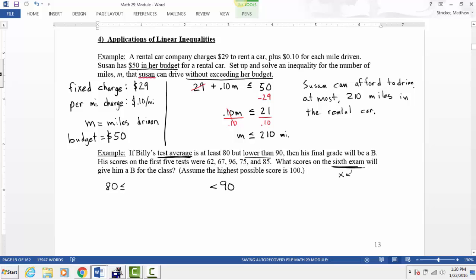Now we know how to find average. We did this at the beginning of the class. We just take all the scores, add them up, and divide by how many scores there are. And we know there's going to be 6 scores. So we just need to add up the 6 scores. So we take 62, that's the first score. We add that to 67. We add that to 96, plus 75, plus 85, plus the last score, we don't know it, it's an X.